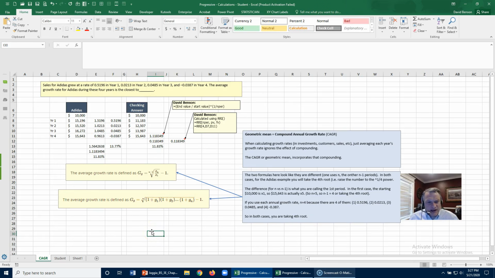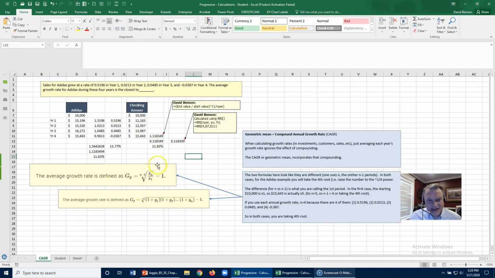Okay. More commonly, the way people do it, before Excel 2016, you would do end value divided by start value. So that's, if I zoom in a little bit here, or make this a little bit bigger.